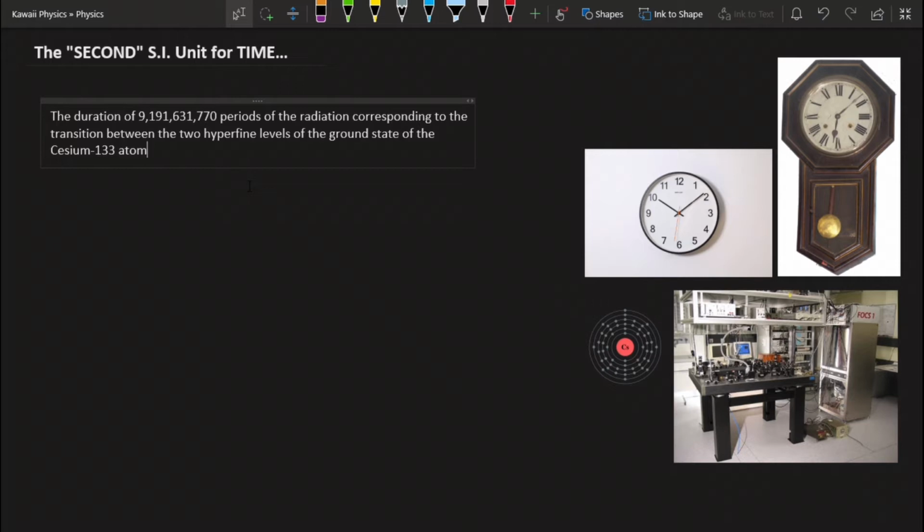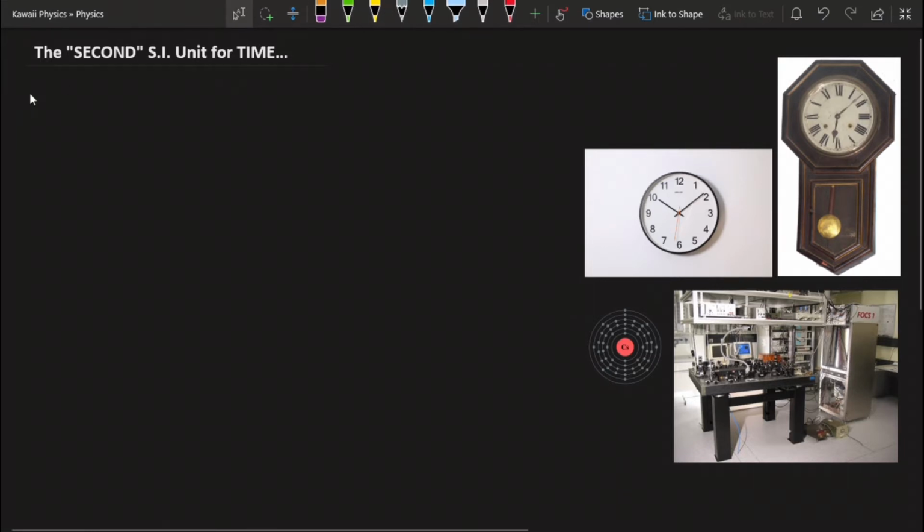So first of all, we're gonna go through the history, then the era of mechanical clocks, then quartz crystals, and then we're gonna go through the atomic clocks from which this definition was finalized. Let's first go through the history. So in ancient history, we have the ancient Sumerians and the Babylonians.